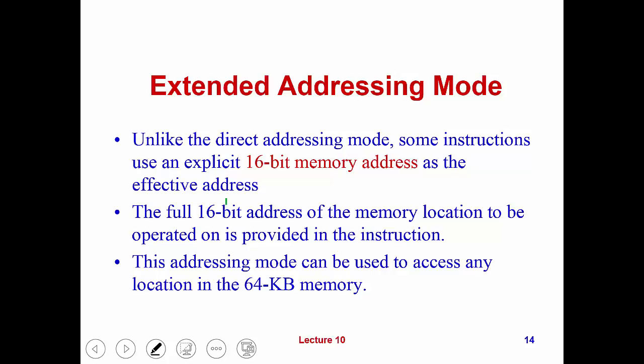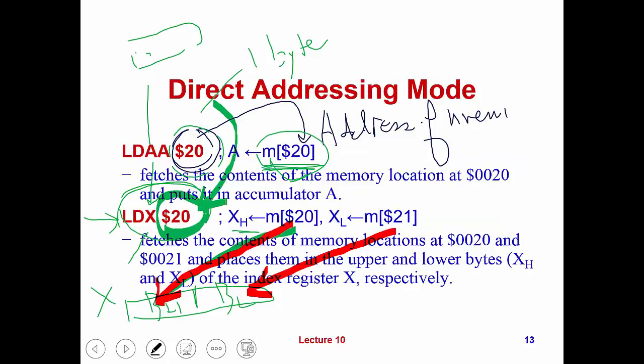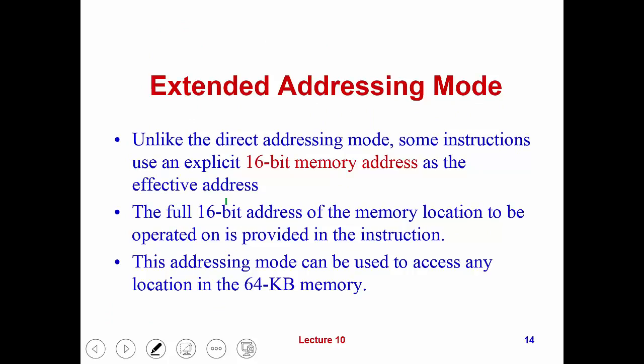Now we come to extended address mode. As I mentioned, in comparison to the direct address mode, the only difference between them is what? The address is specified as 16 bits. The full 16-bit memory address is specified in the operand for the extended mode. So in this case, because the address can be 16 bits, it can reach any memory location in the 64 KB of the 68HC12 microcontroller.